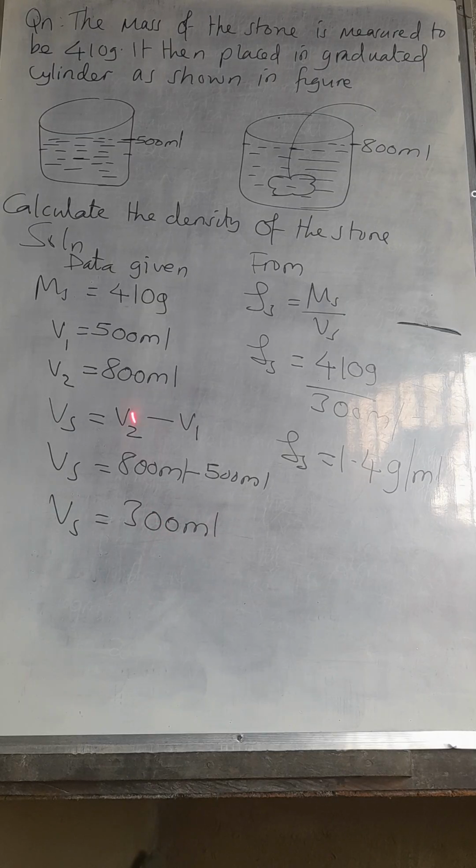So the question asks you to calculate the density of the stone. In order to get the density of the stone, you take the mass of the stone divided by the volume of the stone. So the density of the stone is almost 410 gram divided by 300 mL. So you can get mathematically almost 1.4 gram per milliliter.